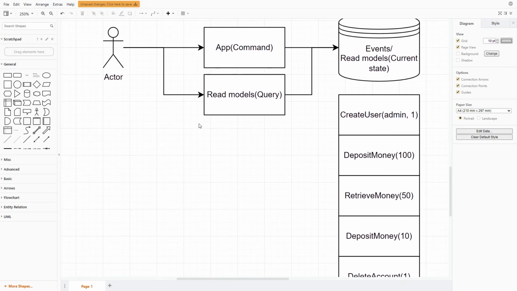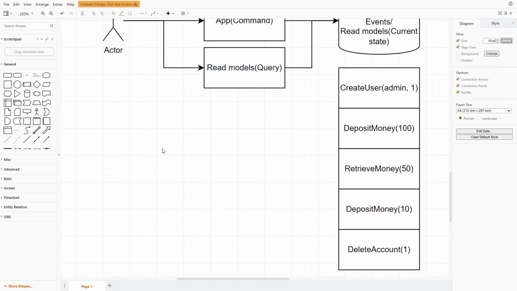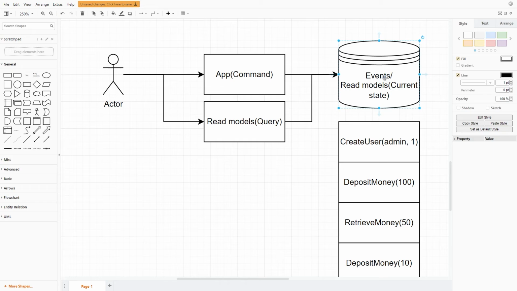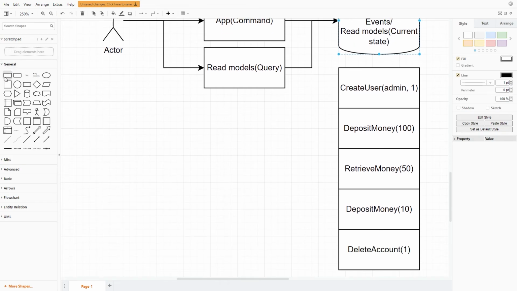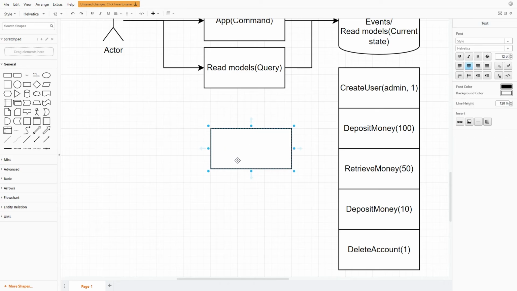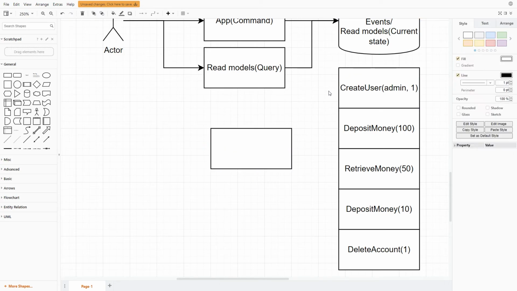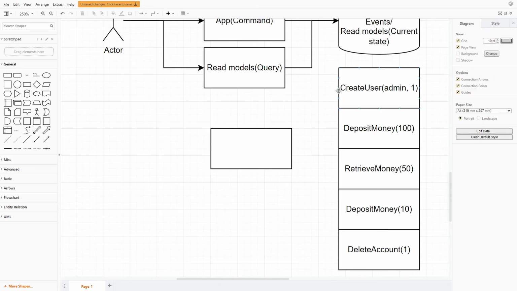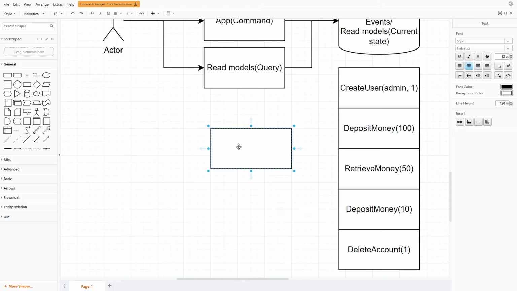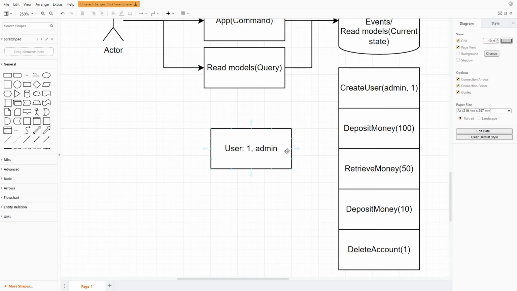And what do we do in ReadModels? ReadModels is basically the latest state of our application. So here in the database we have events and ReadModels, which is the current state. Basically, ReadModel is your CRUD. So how are we gonna derive the current state from all of those events? We're basically gonna apply all of those events. So create user admin 1, we're gonna create our user. So user admin 1, admin. So ID and the username.